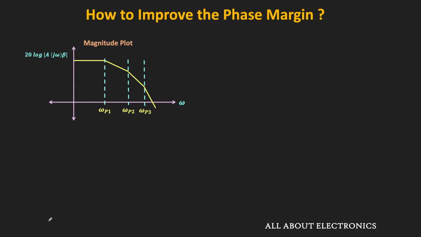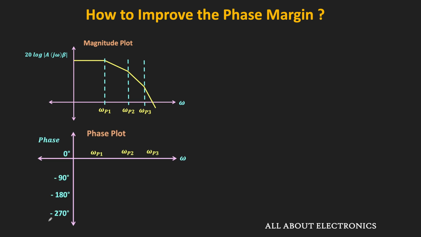So let's say for some feedback amplifier, this is the magnitude response of the Bode plot. Similarly, now let us see the phase response. We have seen that up to 0.1 omega p1, the phase will be almost 0. Then after that, it will start decreasing and it will reach minus 90 degree at 10 omega p1. That means at omega p1, the phase will be equal to minus 45 degree. And at 10 omega p1, it will be around minus 90 degree.